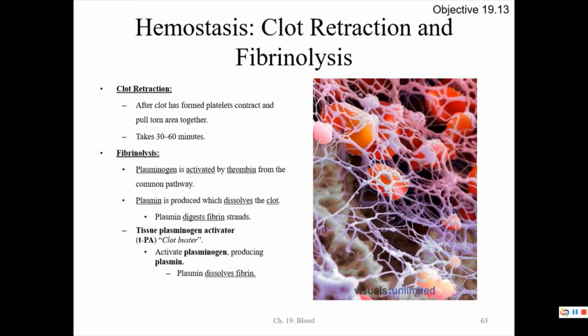There is a way to activate plasminogen called tissue plasminogen activator, and we give it. We call it TPA, or a clot buster. It dissolves and liquefies fibrin. Now, for example, there is a limited amount of time you can give TPA to a patient. You will learn about this.